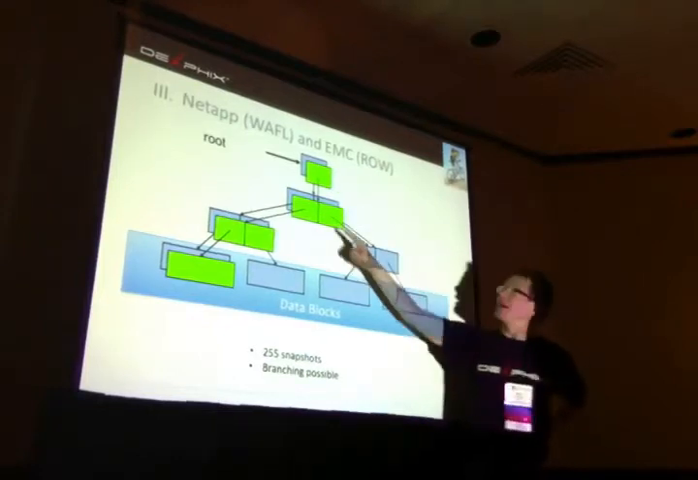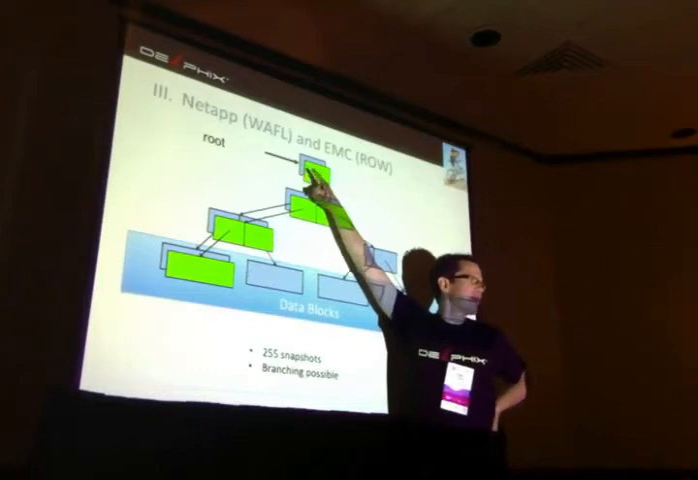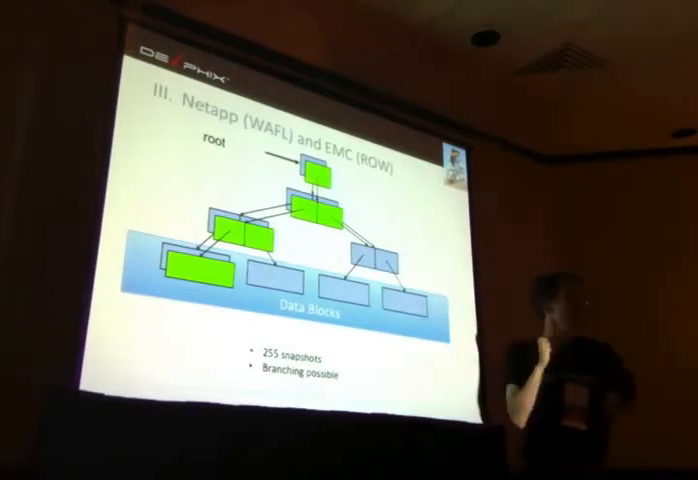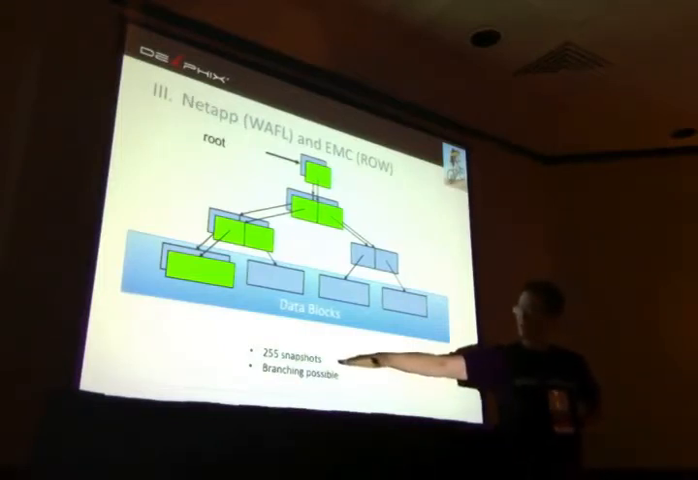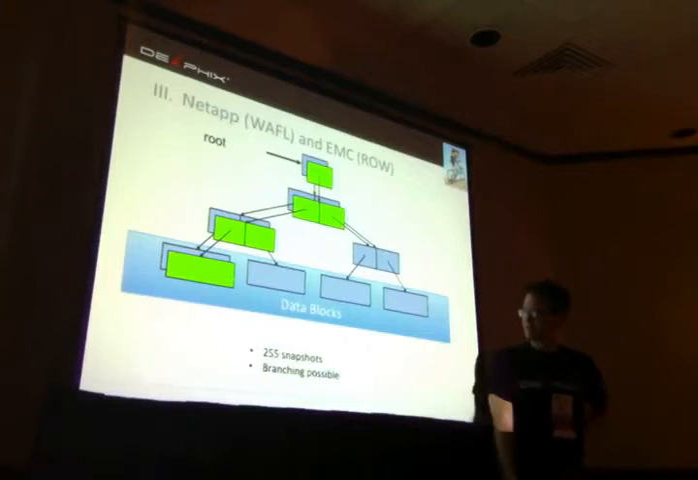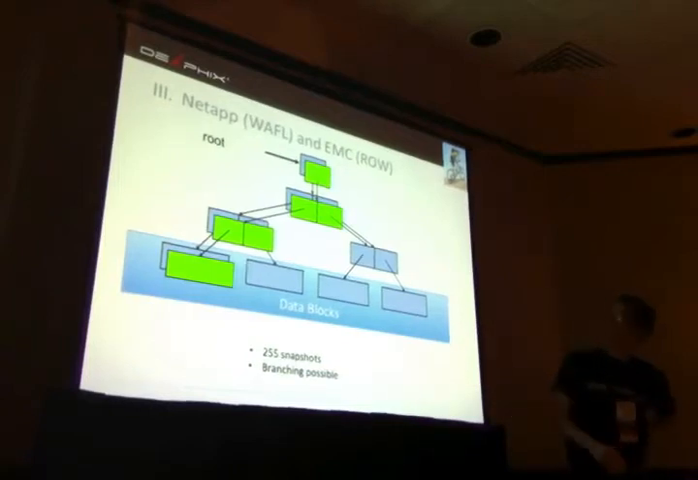What that means is that I have that old copy of the root block. It points to the file system as it was at that point in time, which means taking snapshots is instantaneous. I just need a copy of that one block. But we're still limited. We still can only take 255 snapshots. But it does allow us to break through the barrier of branching. I can now take a snapshot of a snapshot.